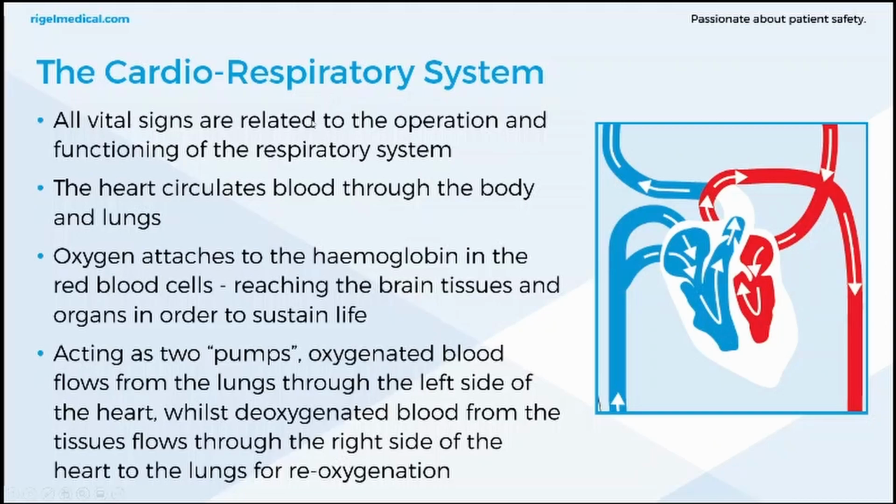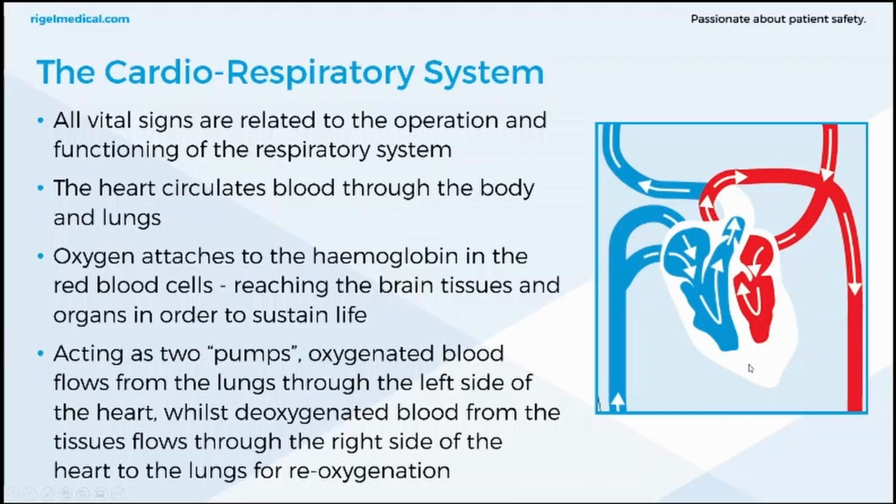All vital signs are related to the operation and functioning of the respiratory system. The heart circulates blood through the body and lungs, and it's central to the respiratory system, and it can be seen as the main engine within the body. Oxygen attaches to hemoglobin in the red blood cells, reaching the brain, tissues and organs in order to sustain life. The heart acts as two pumps. Oxygenated blood flows from the lungs through the left side of the heart, whilst deoxygenated blood flows from the tissues through the right side of the heart to the lungs for reoxygenation.